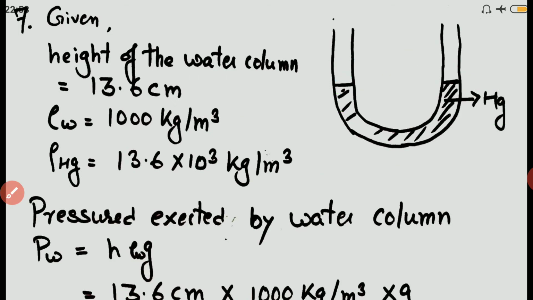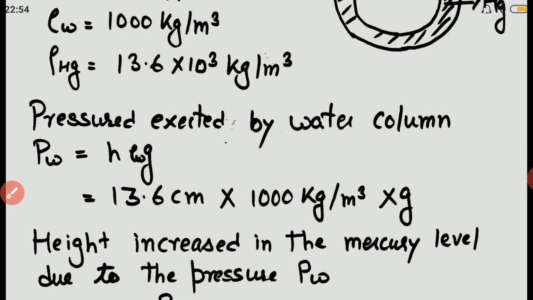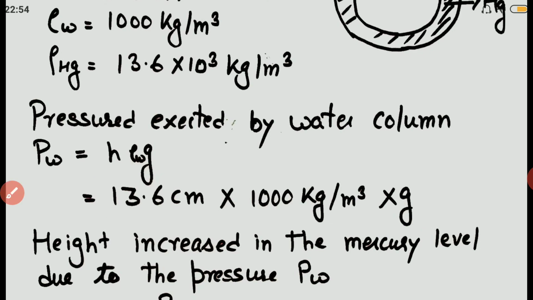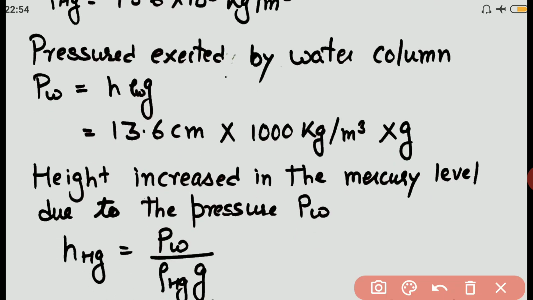So the pressure exerted by the water column should be equal to H rho G. The height of the water column is 13.6 centimeter. The density is 1000 kilogram per meter cube and acceleration due to gravity I am taking as G. Now again you can ask me, I haven't converted these. This is the CGS unit here, this is the SI unit here, because they get cancelled when I am comparing the pressure. So the height increased in the mercury level due to the pressure. Which pressure? The pressure exerted by the water.